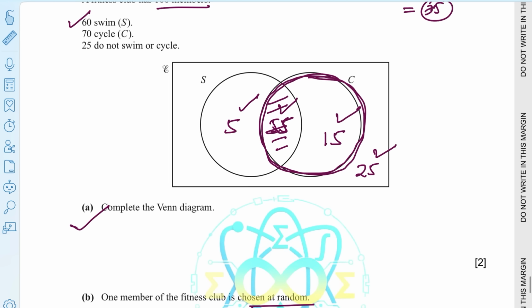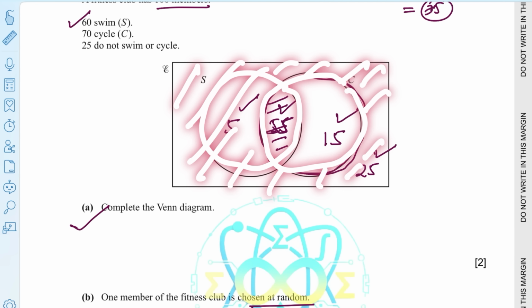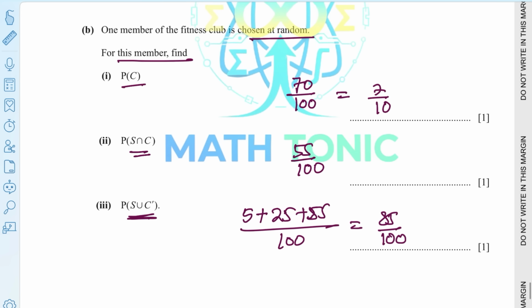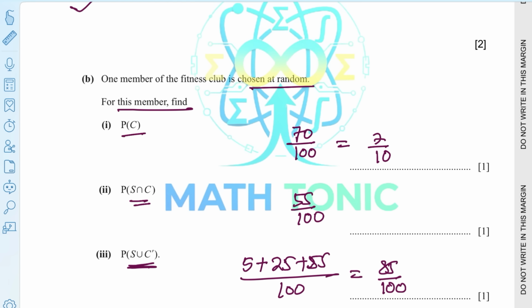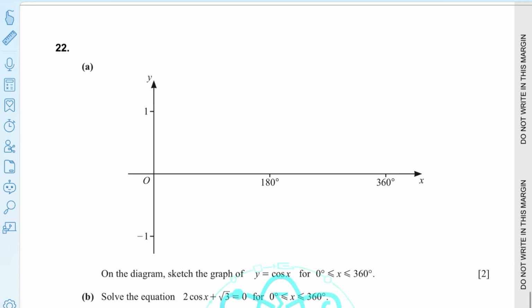Do you understand, everyone, clearly? As per the question, again I'm saying this: C complement means outside C. Union means you have to include that. Union what? S. That means this is also included. So this is 5, this is 55, and 25. These 3 we have to add and divide by 100, because the total number is given as 100. Is it okay? Right.